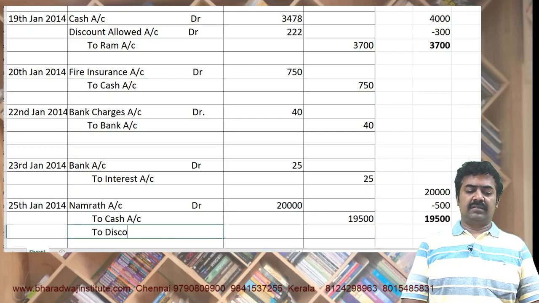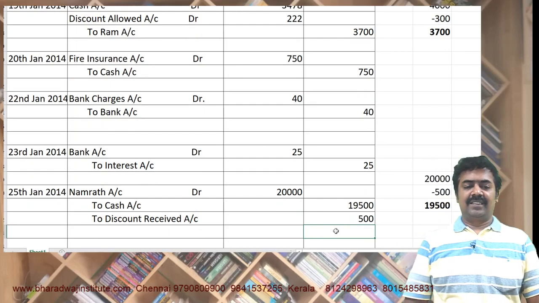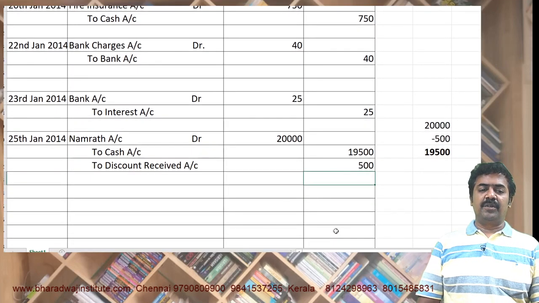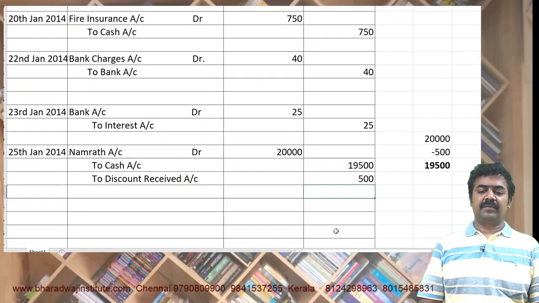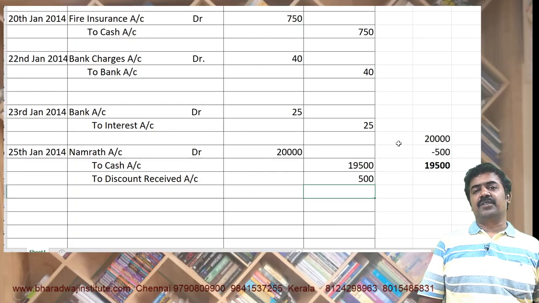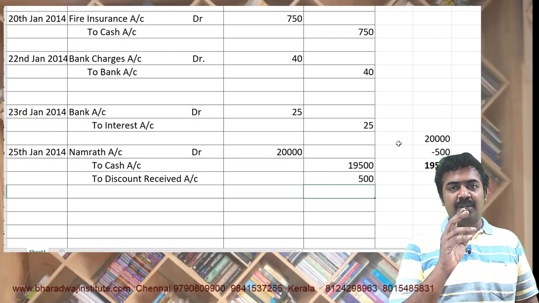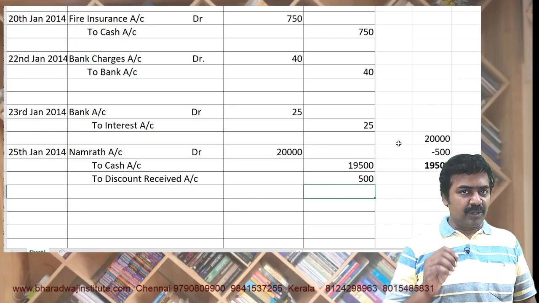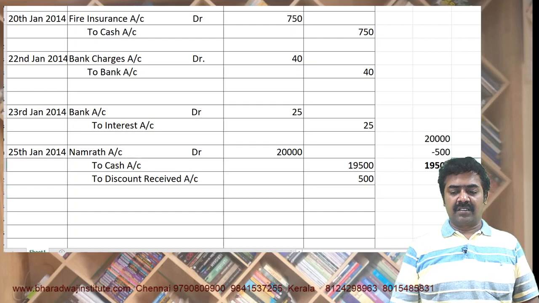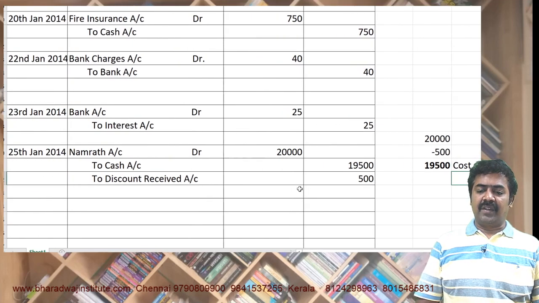What have you written? Discount received account, how much? 500, you would have done. Is it correct? Will you put discount received account? No. Please remember, furniture is a capital expenditure. You spent 20,000. In that you got a discount of 500. Now what is the cost of furniture? 19,500 is the cost of furniture. The real cost of furniture is only 19,500. So this discount will not be taken to discount received account.